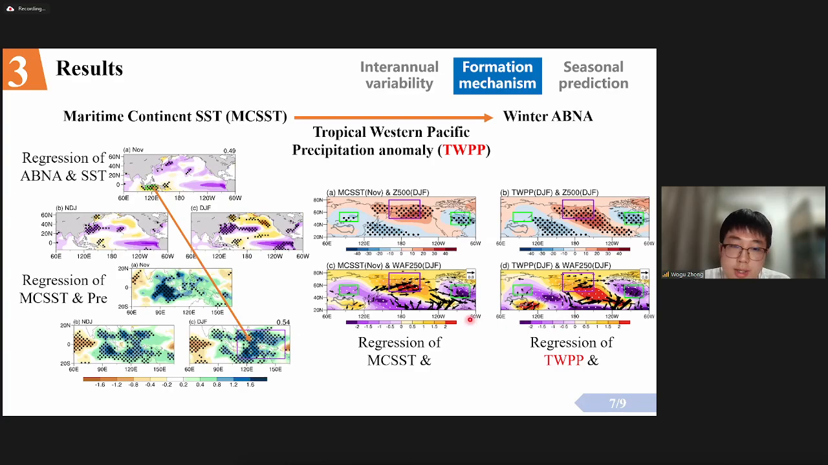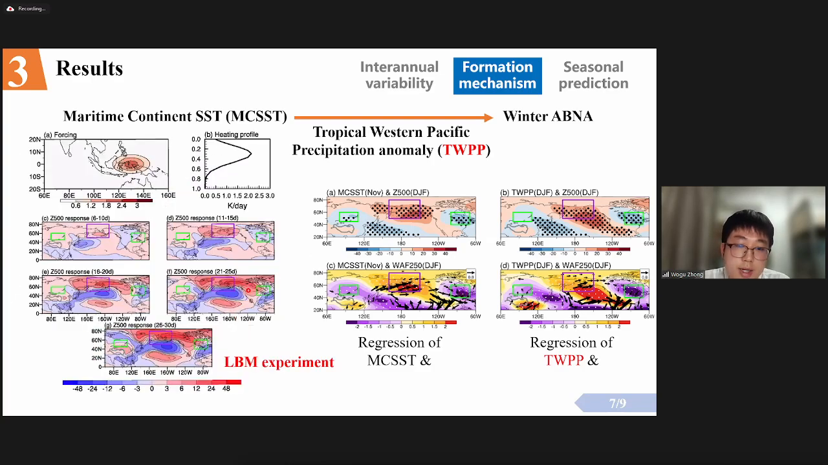Latent heat released associated with tropical precipitation can generate poleward propagating Rossby waves, and this wave chain propagates first northward from the northwestern Pacific to northeastern Asia, and then turns to the Bering Sea, and finally flows downstream to the North American continent. And this wave pattern resembles the ABNA teleconnection.